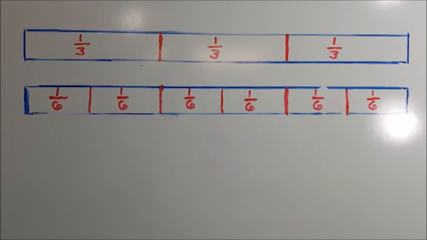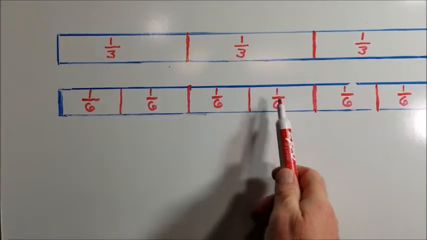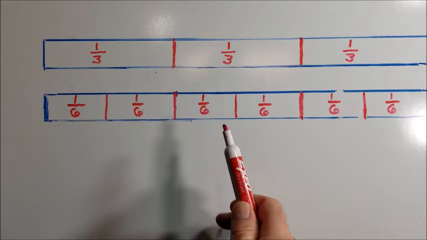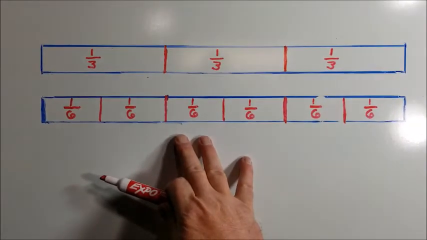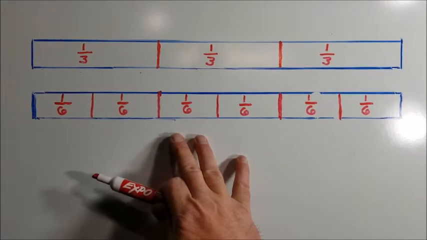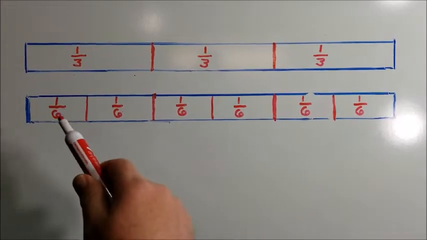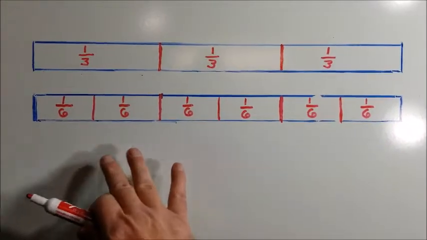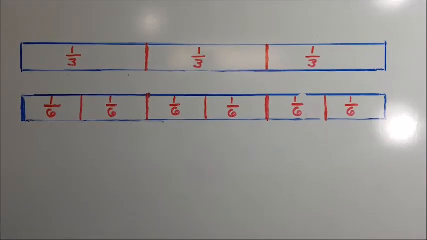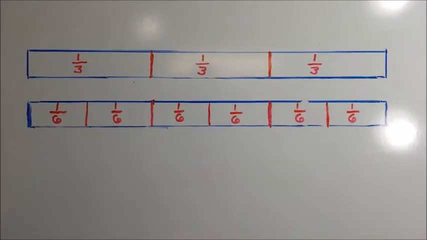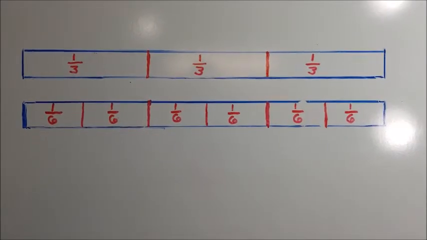Okay, there we go. 6. 1, 2, 3, 4, 5, 6 equal parts. So this whole has been divided into 6. There you go. Now, if we divided each one of these 6 again, then we'd have 12 pieces underneath here, and then we'd have 12ths. So this technique works really well for multiples of 3. Okay, boys and girls?